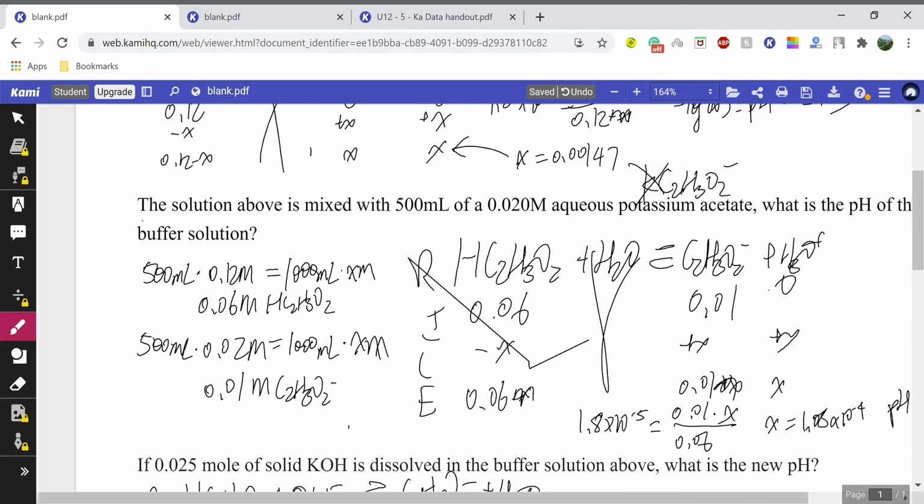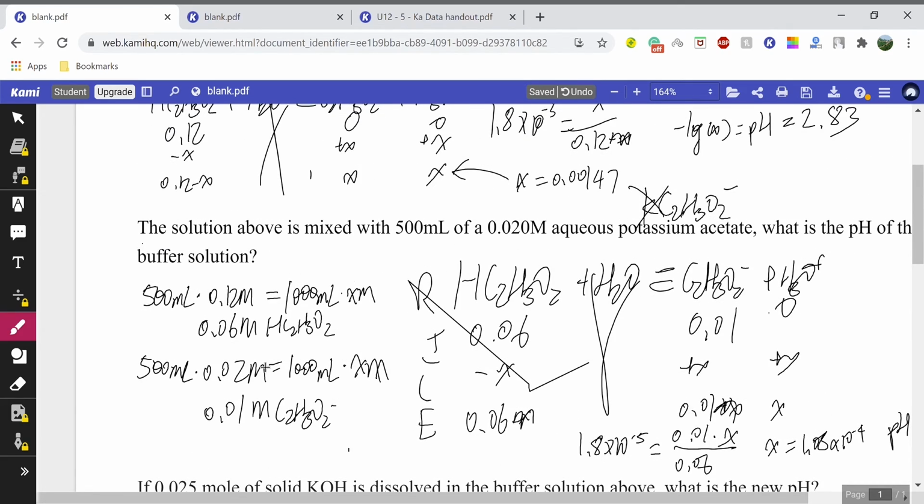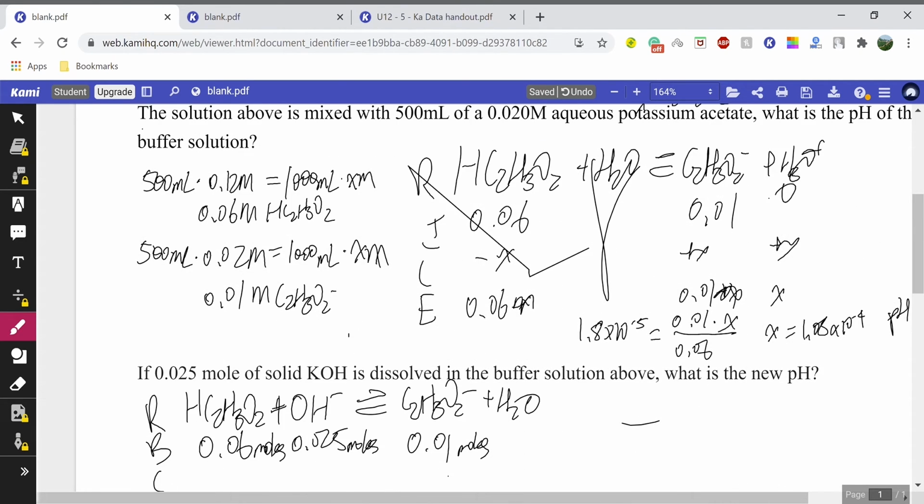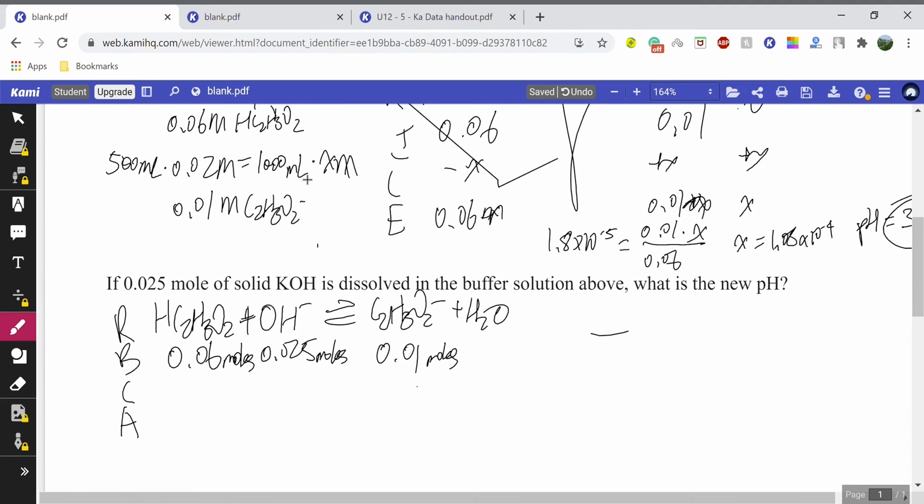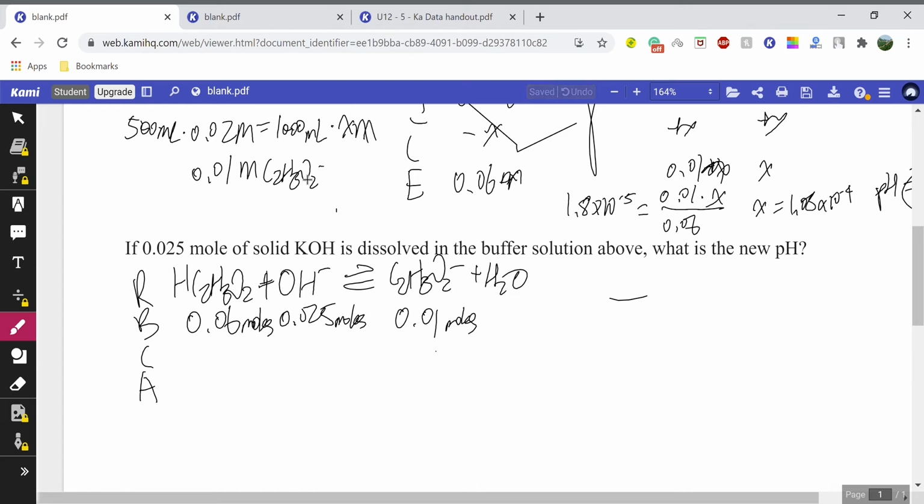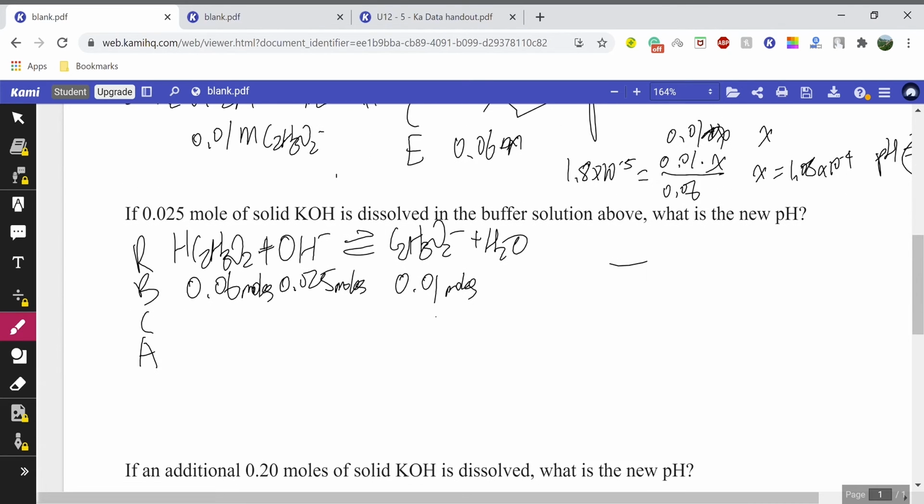Because in our previous solution, we have 1 liter. We have 500 milliliters and another 500 milliliters, which form 1 liter. And with 1 liter, we can easily convert these molars back to moles. If this wasn't 1 liter, you would have to divide these two by the liters of the solution to get moles, and then plug these numbers in. Since we have an easy 1 liter, these 0.06 molar and 0.01 molar will be easily converted to moles. Okay, now we have moles.